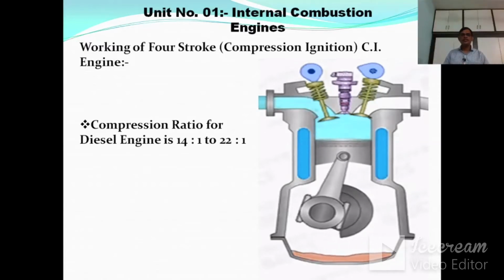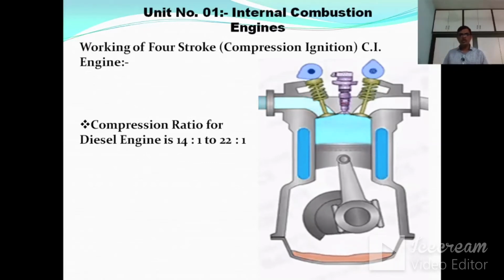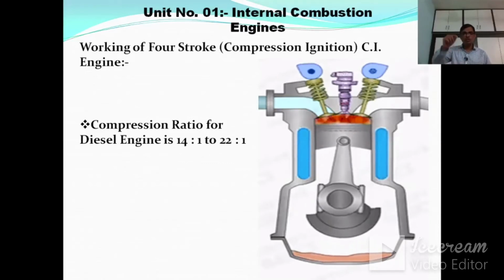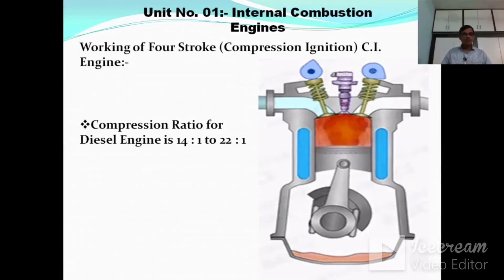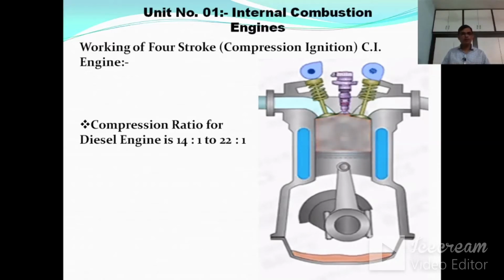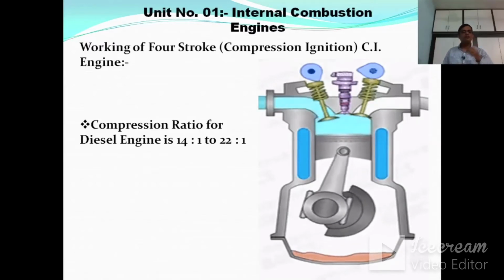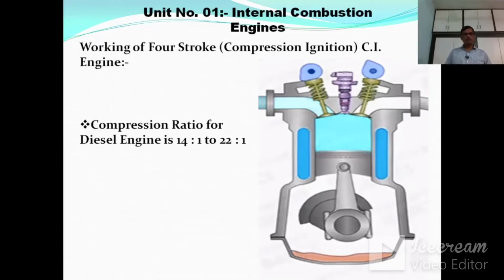That is our suction stroke. This will be the total suction stroke. Then the second one is the compression stroke. At the end of the compression stroke, the fuel injector will spray fuel and the burning process will occur. This is our power stroke. And the last one is our exhaust stroke. The compression ratio of a diesel engine is 14:1 to 22:1.